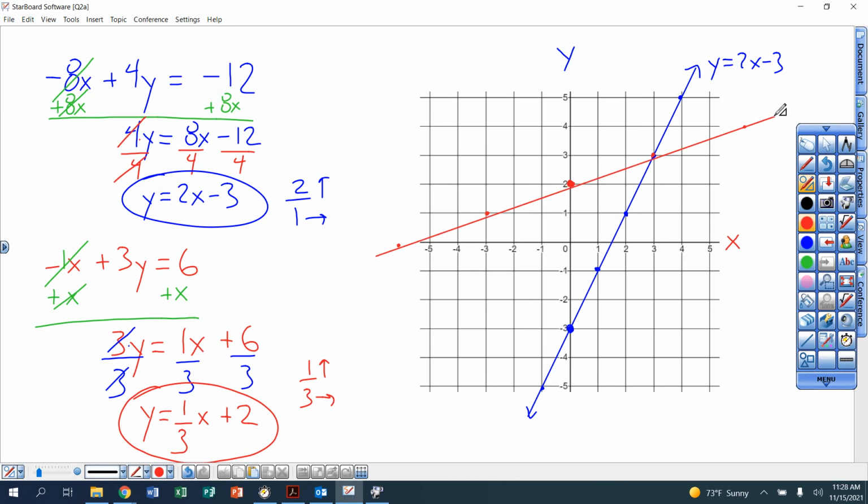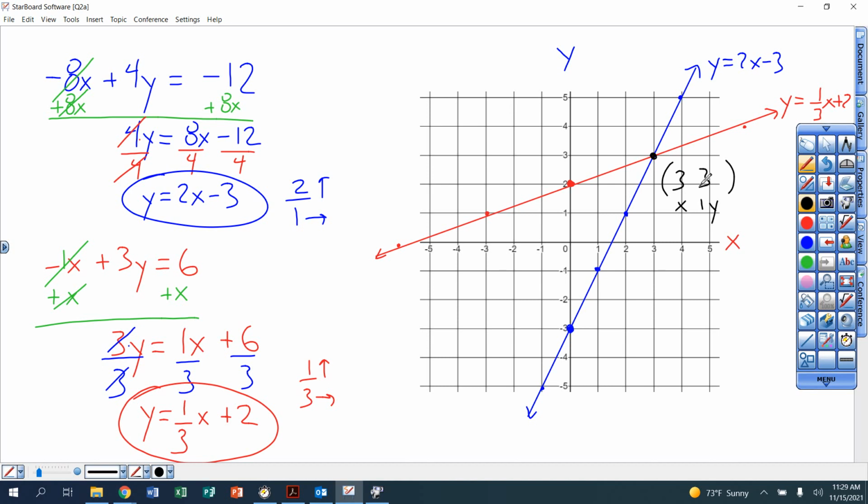Make sure you do that a little bit more legit. Make sure it's nice and neat, and they should intersect right there. Draw arrows. Label that line: 1/3 x plus 2. After all that work, give me the correct coordinate for x and y, which is 3, 3.